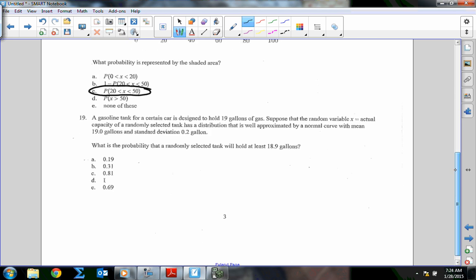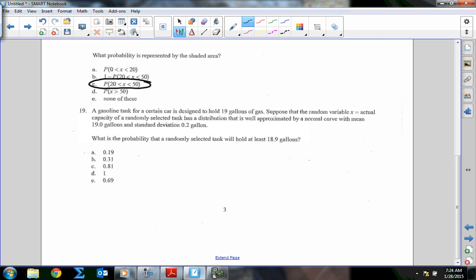All right, number 19. A gasoline tank for a certain car is designed to hold 19 gallons of gas. Suppose the random variable X equals actual capacity of a randomly selected tank in the distribution. So you've got a normal with 19 and 0.2, and you want the probability at least 18.9. So you want this. And remember, for continuous, it doesn't matter if you put the equal to sign or not. I do. So, can't encourage you enough to draw yourself pictures.